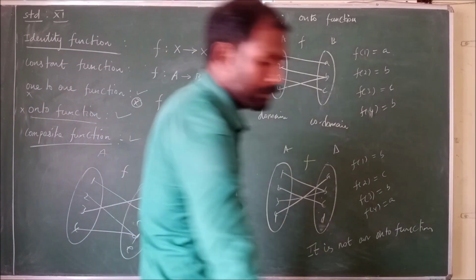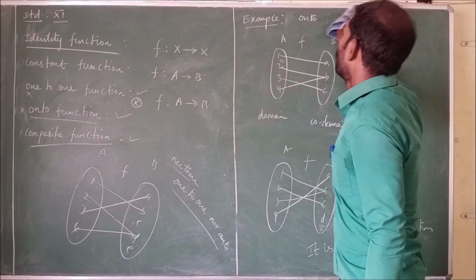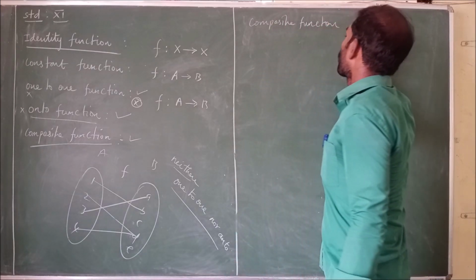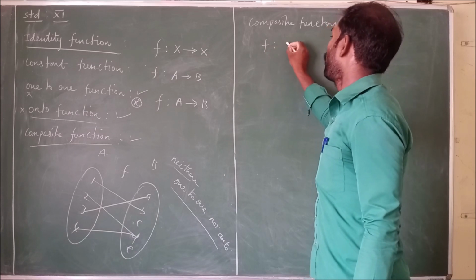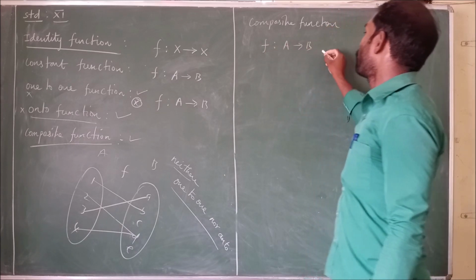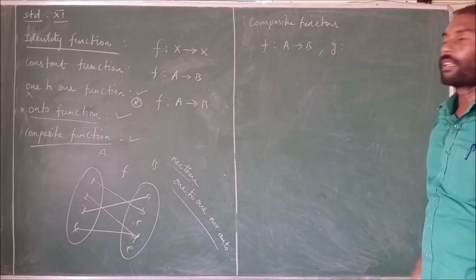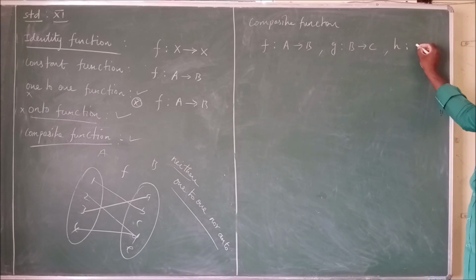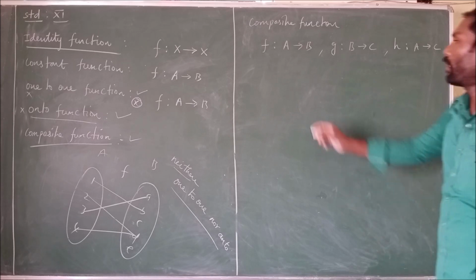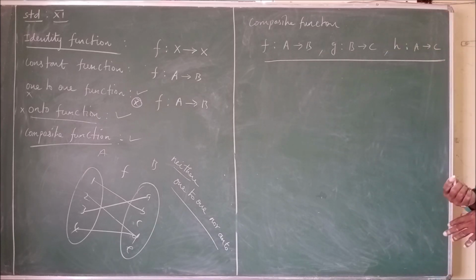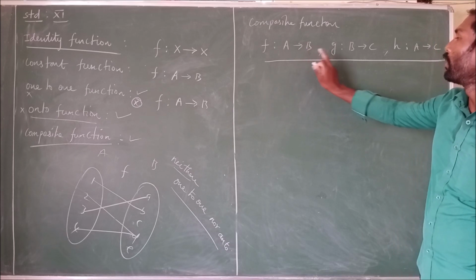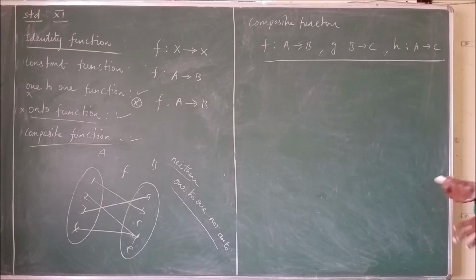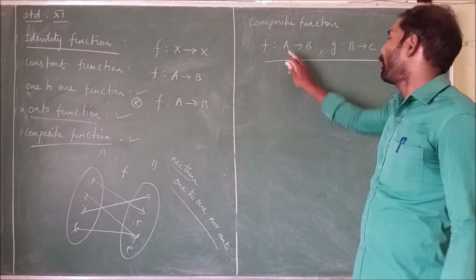What is a composite function? F is a map from A to B, G is a map from B to C, and H is a map from A to C. It is called a composite function. Clear that? For all elements of A, they map through H.